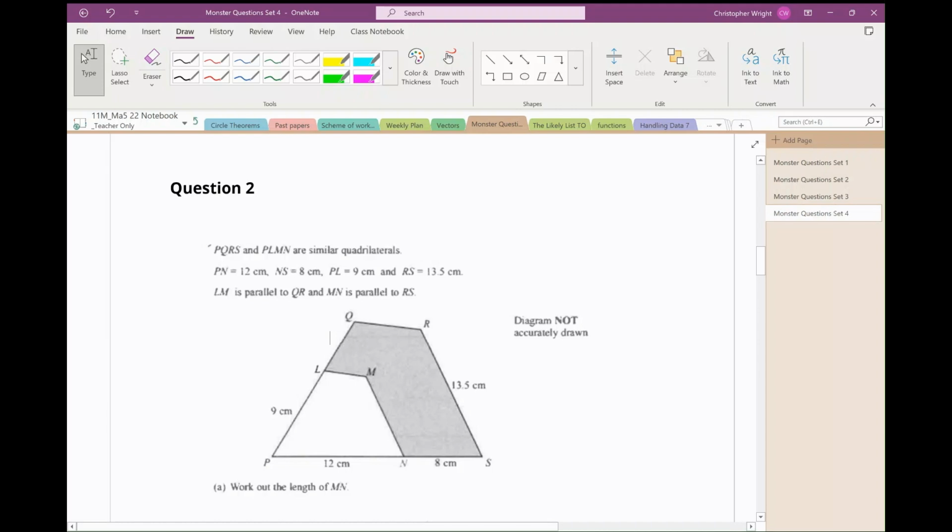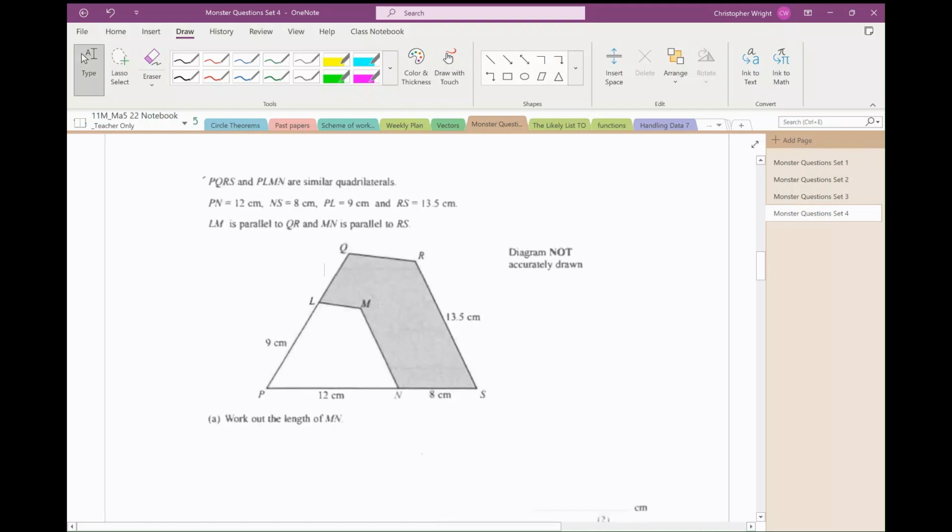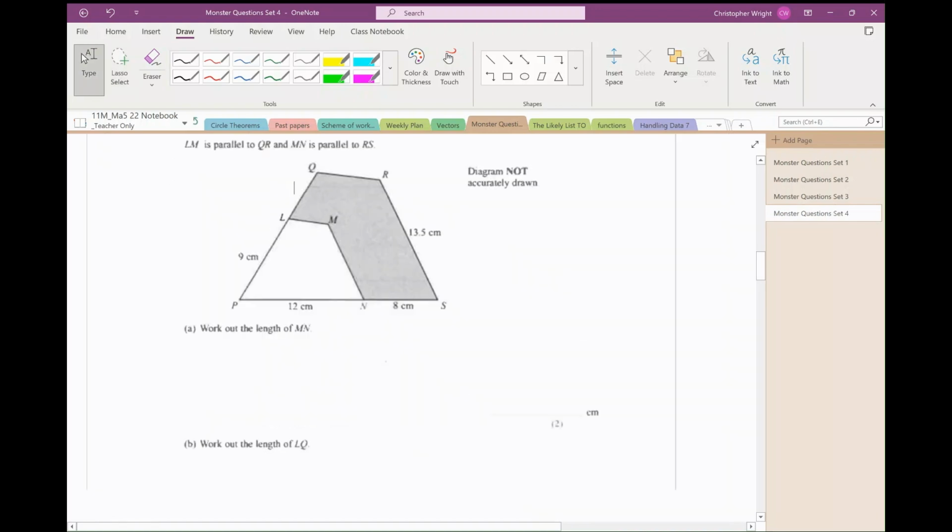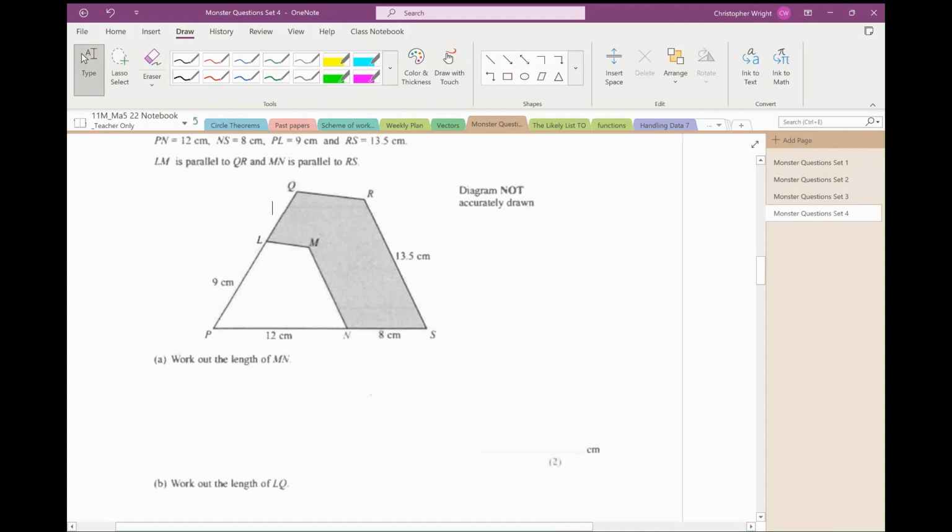Question 2. PQRS, that's the large quadrilateral, and PLMN, that's the small quadrilateral here, are similar quadrilaterals. PNS, PLRS. LM is parallel to QR. Okay, fine. All right, work out the length of MN.